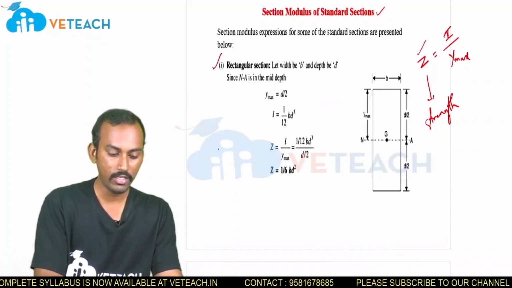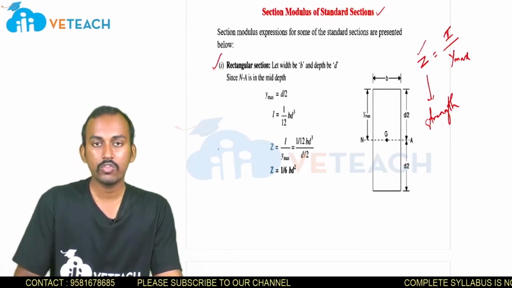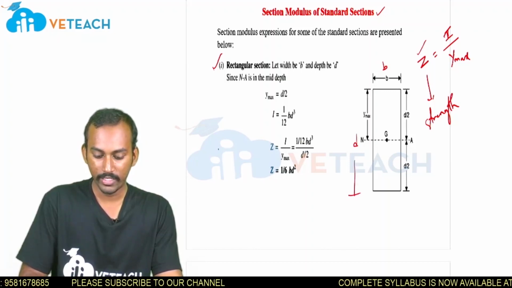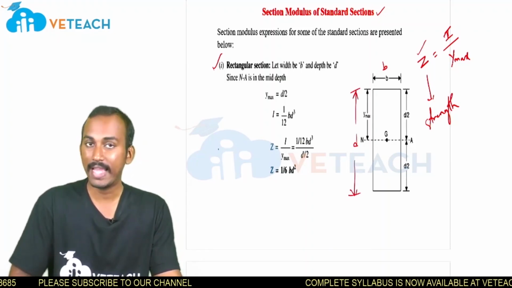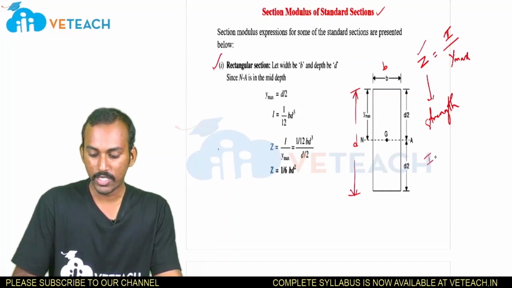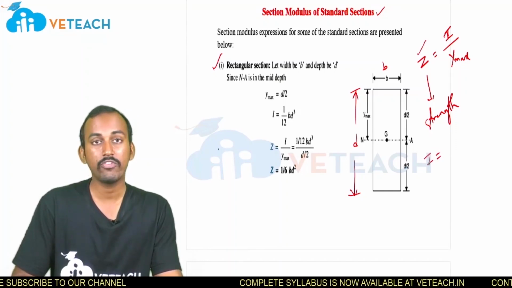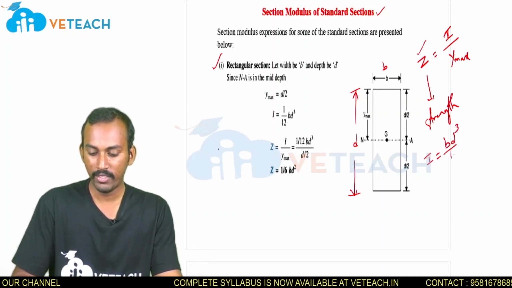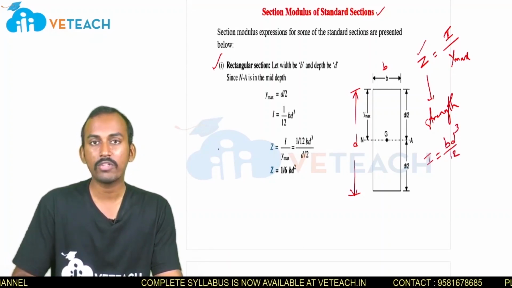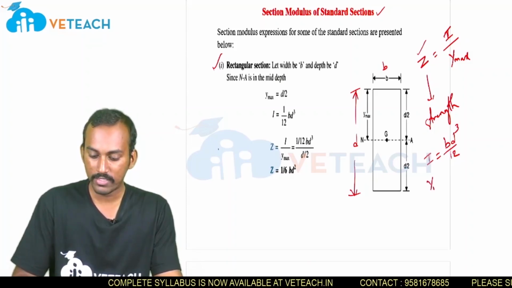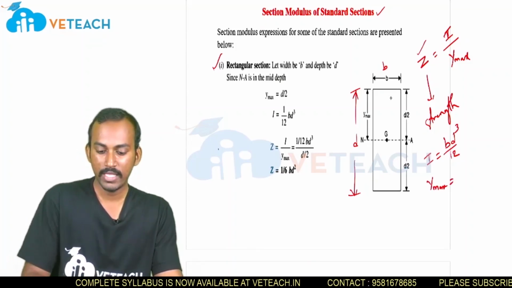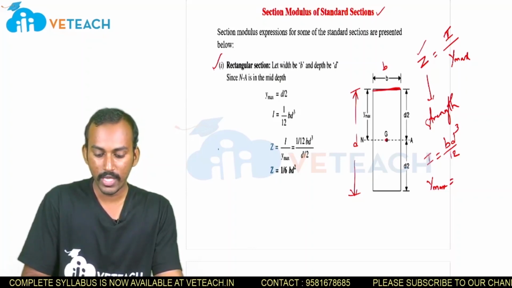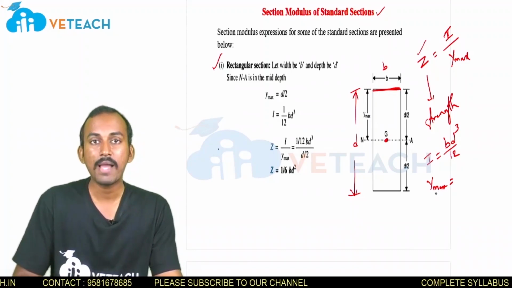So first of all let's consider the rectangular section. Here we have a rectangular section of width B and overall depth D. These are the dimensions of a rectangular section. In your engineering mechanics subject you may have learned the moment of inertia concept. For the rectangular section, moment of inertia is equal to BD cube by 12. And what is this Y maximum? Y maximum is the distance of the outermost fiber to the CG.